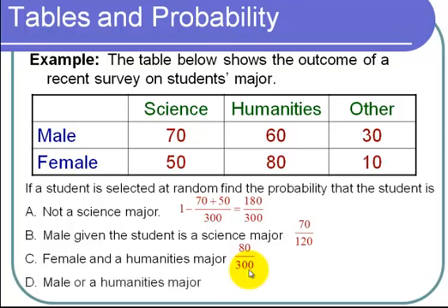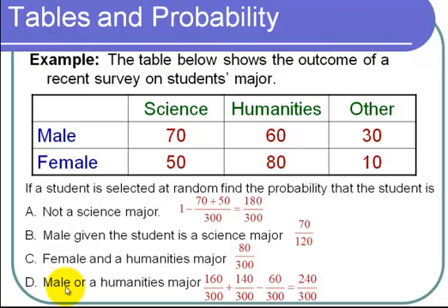Okay, now find the probability that the student is a male or a humanities major. Now I can use the addition rule. And that says the probability of being male or humanities major is the probability of being male plus the probability of being a humanities major minus the probability of being a male and a humanities major.